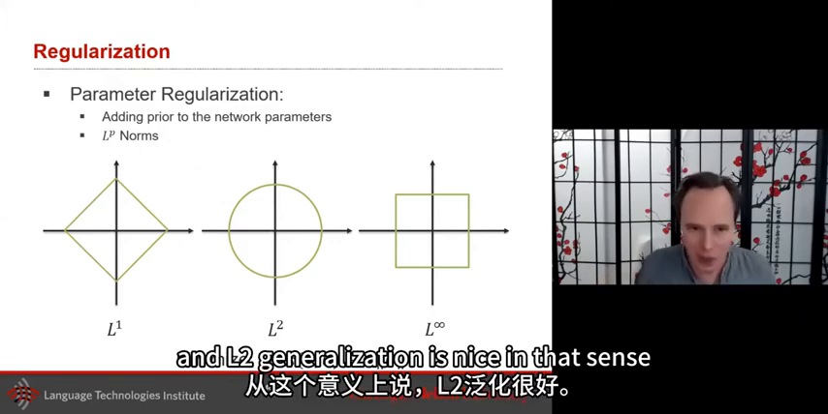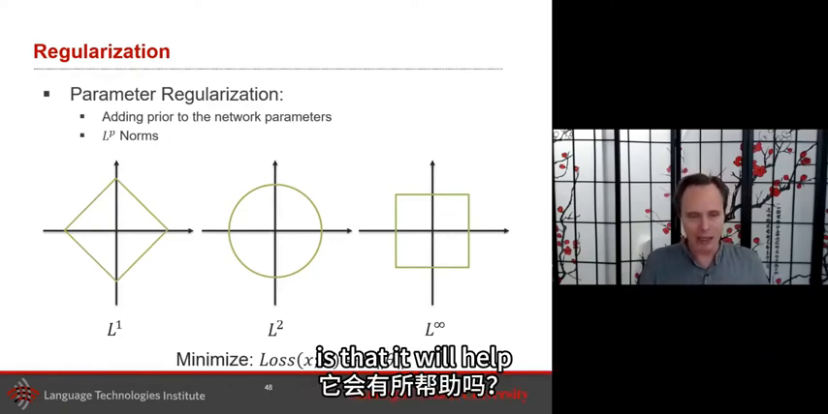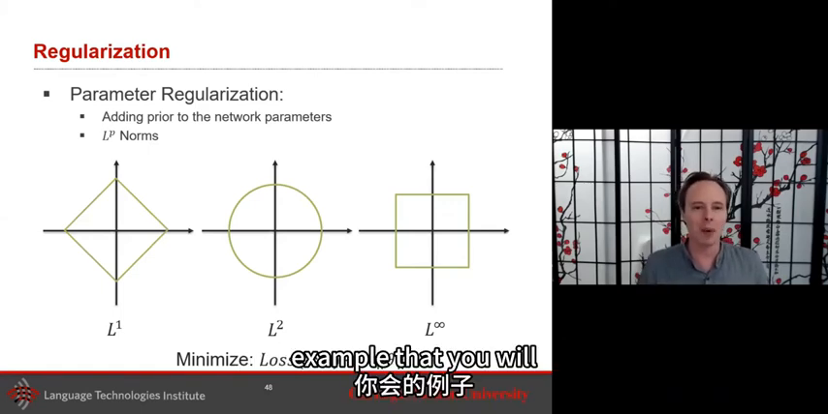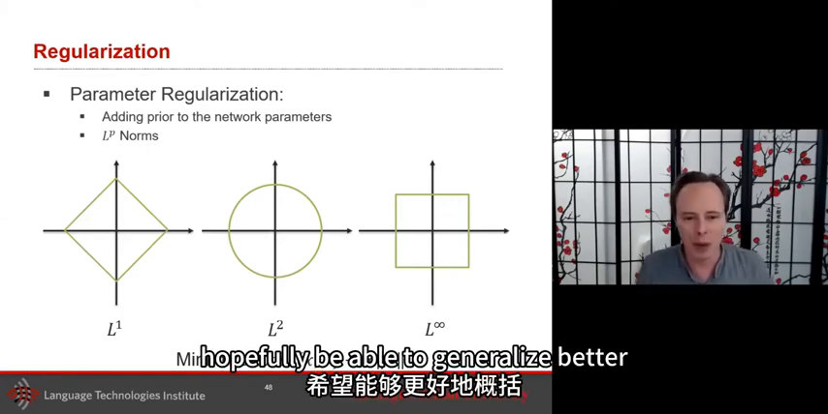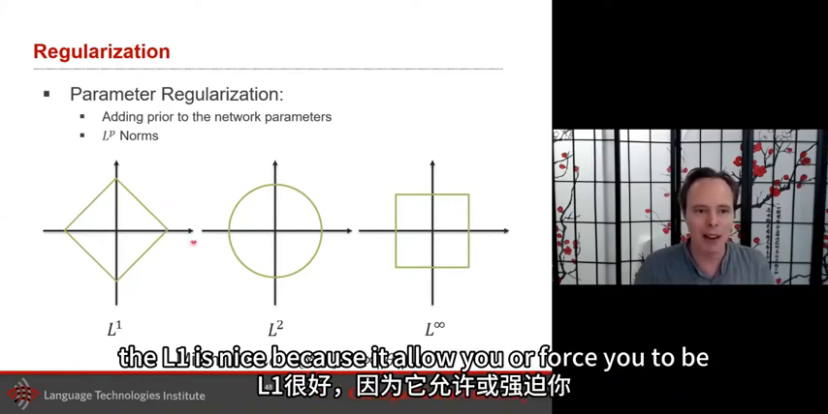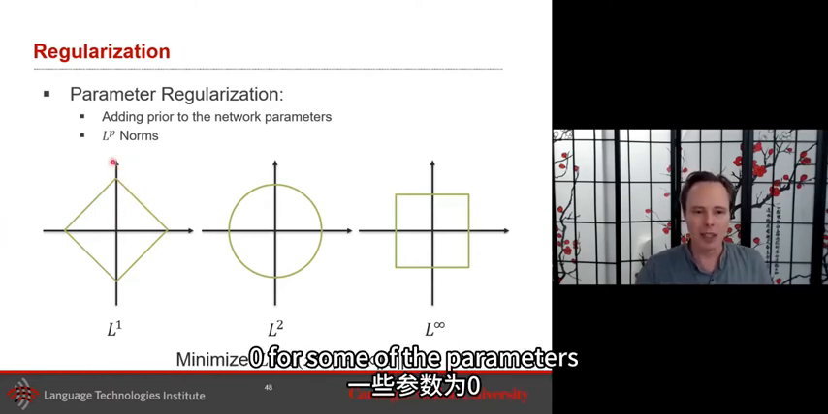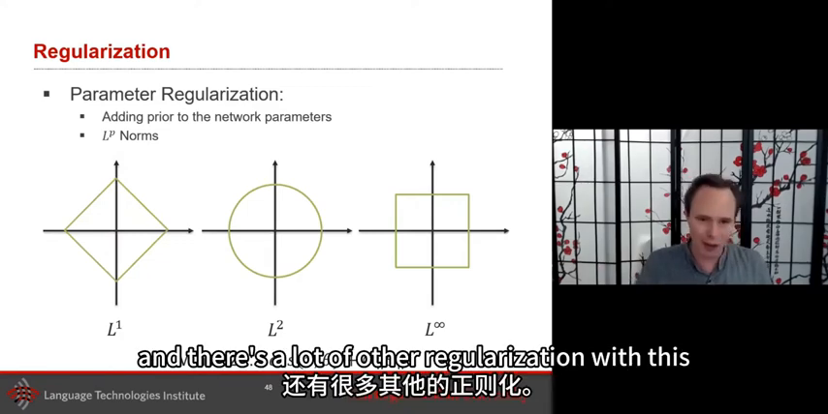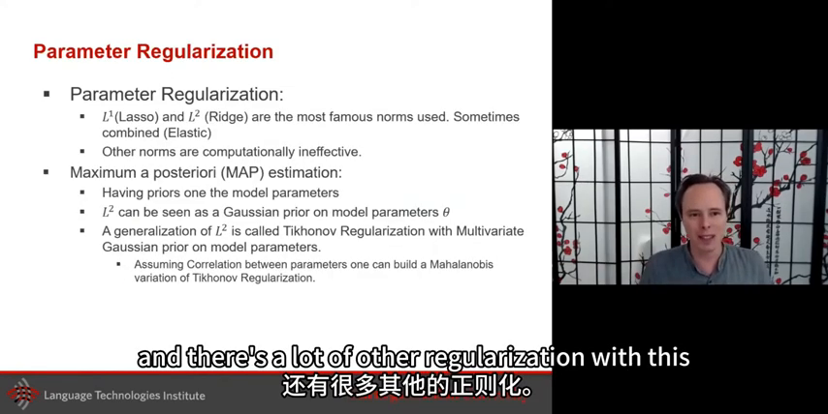And L2 generalization is nice in that sense, is that it will help that even if you don't see some example, you will hopefully be able to generalize better. The L1 is nice because it forces some of the parameters to be zero, and that brings us some sparsity. And there's a lot of other regularization with this.